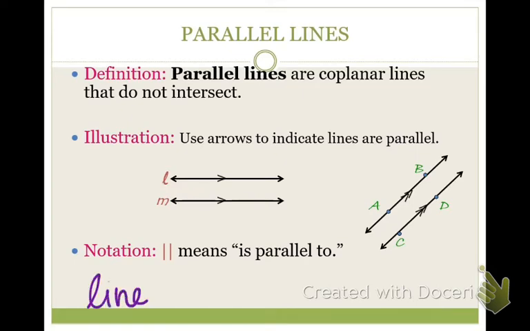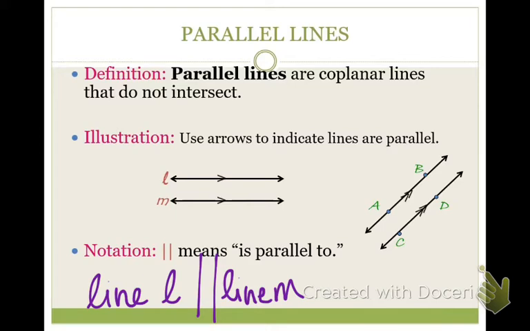Line. So you're going to write this. Line L is parallel to line M, which you're going to write under these two lines. The second set, would I use the word line? I would not. What's the difference between the second set of parallel lines and the first set?